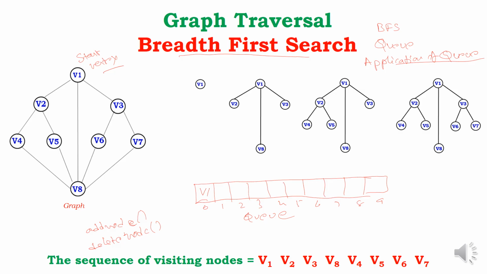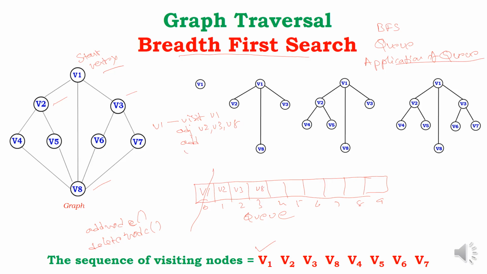Now we check, is the queue empty? No. As long as the queue is not empty, delete a node. So V1 is deleted from the queue and visited. Find adjacent vertices. Adjacent vertices of V1 are V2, V3, V8. Add them to the queue. V2, V3, V8 are added to the queue.